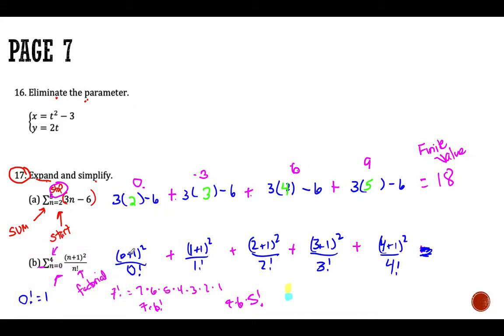So of course 0 plus 1 is 1, 1 squared is 1, and 1 over 0 factorial is 1. 1 plus 1 is 2, 2 squared is 4, divided by 1 factorial. 2 plus 1 is 3, 3 squared is 9, over 2 factorial, which is 2 times 1. 3 plus 1 is 4, 4 squared is 16, over 3 factorial, which is 3 times 2 times 1. 4 plus 1 is 5, 5 squared is 25. 4 factorial is 4 times 3, which is 12, times 2, which is 24, times 1.